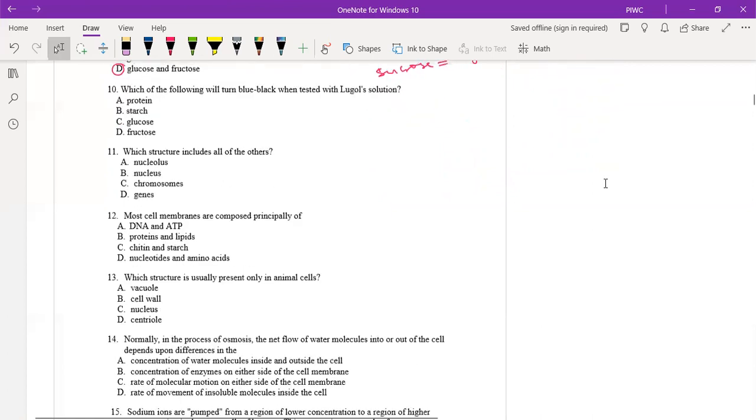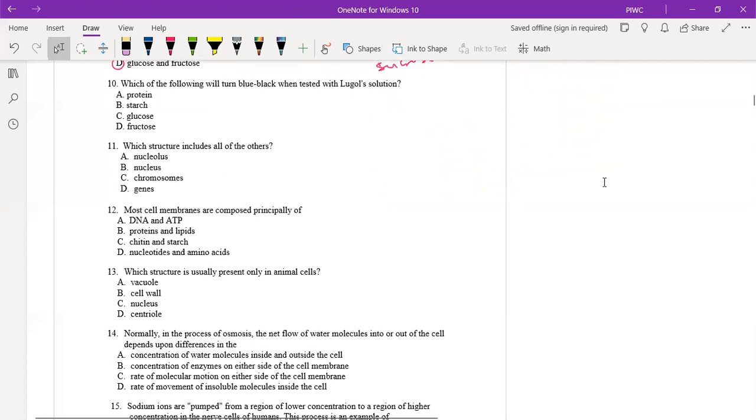All right. Number 10, which of the following will turn blue-black when tested with Lugol solution? Remember, Lugol solution is an iodine solution, iodine in alcohol. Starch will turn blue-black with Lugol solution. Iodine test. Correct.